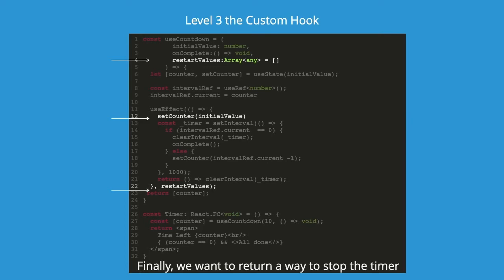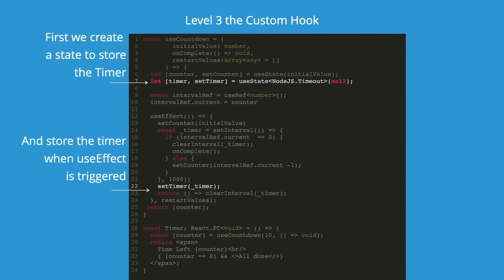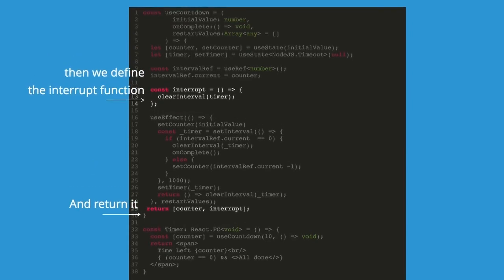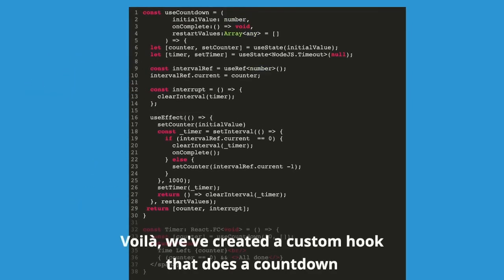Now we also want to be able to return a way to stop the timer. And to do that, we start by creating a state to store the timer inside. And we store this timer when useEffect is triggered. Then we create a function which clears the interval, and we return that function as the return of our hook. And voila, we've created a custom hook that does a countdown.